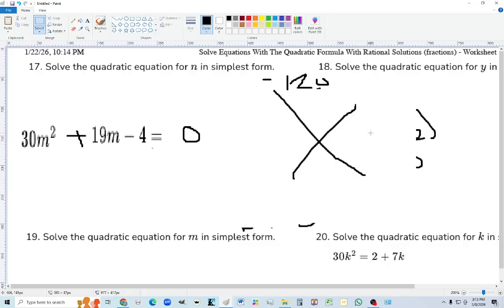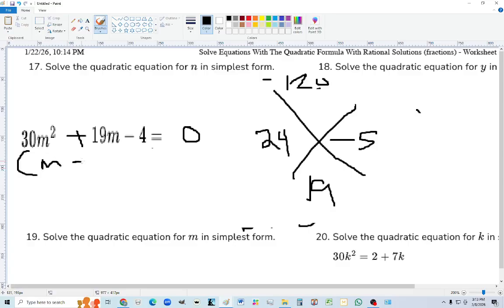So always good to start fresh because your brain can get stuck on something. It's got to multiply out. It's got to add. Yeah, sorry. It's 24 and 5. Yeah. Sorry, and that's a negative 5. So m plus 24, when I divide it by 30, they're both divisible by 6. This becomes 4. This becomes 5. So it's 5m plus 4. And this one, m minus 5, when I divide by 30, they're both divisible by 5. This becomes 6m minus 1.